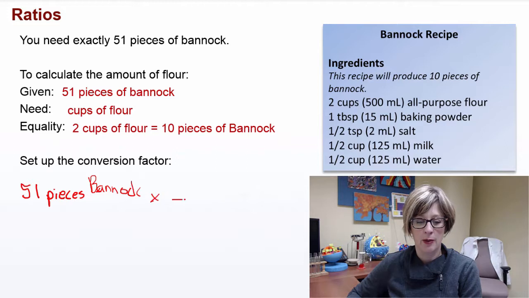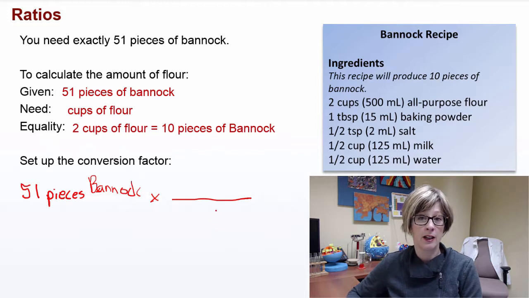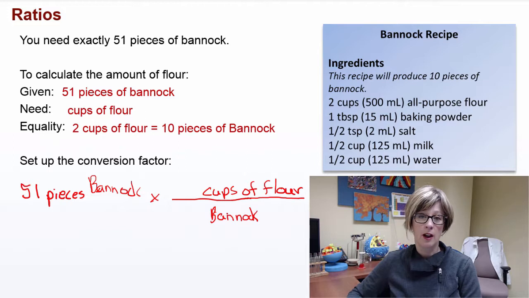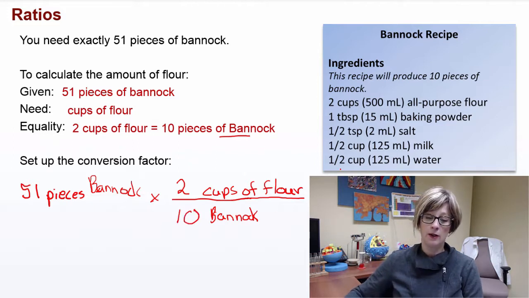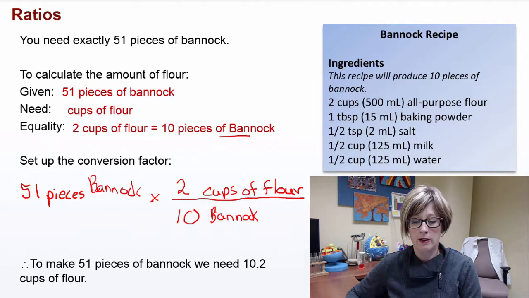Then I'm going to multiply that by a conversion factor. Okay, so I want to cancel out the Bannock, and I'll end up with flour. So what I need to do is have the pieces of Bannock on the bottom of my conversion factor, and then on the top I'll have the cups of flour. Okay, and then the numbers that I put in here come straight from my equality, right? So 2 cups of flour and 10 pieces of Bannock. Okay, and then when I do that multiplication, I'm going to get 10.2 cups of flour.